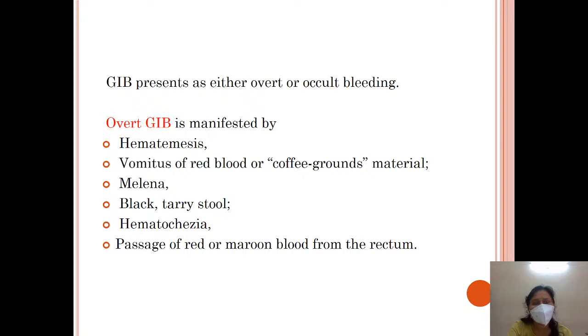Gastrointestinal bleeding presents as either overt or occult bleeding. Overt gastrointestinal bleeding is manifested by hematemesis, like vomiting of red blood or coffee grounds material, melena, black tarry stools, and hematochezia, or passage of red or maroon blood from the rectum.